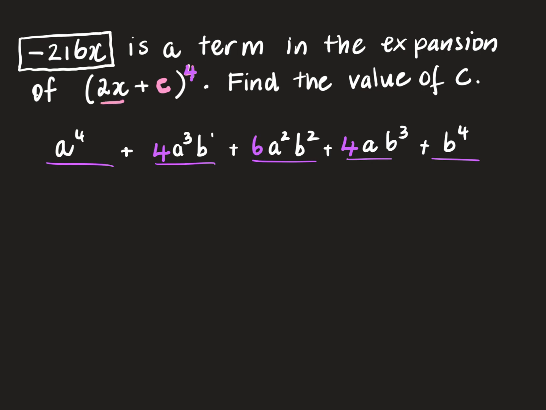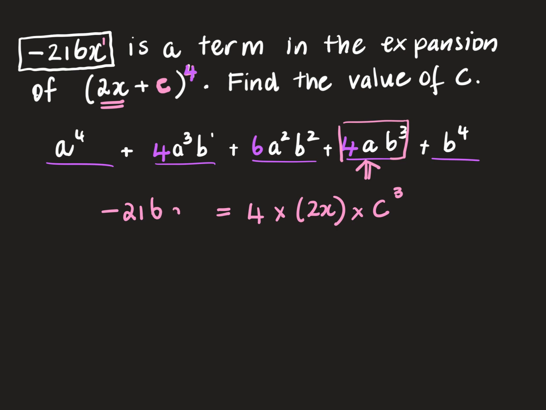Well, I look back and I see that I've got 2x there, so I've got x. Which one will just have x to the power of 1 in it? Well, that one's going to be this one here. That's our a term raised to the power of 1. So it's going to be this term here that I care about. And that's going to be 4 times the a term, which is 2x, just to the power of 1, times the b term to the power of 3. And I know that that equals negative 216x.